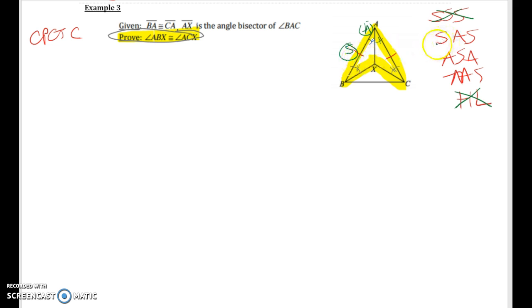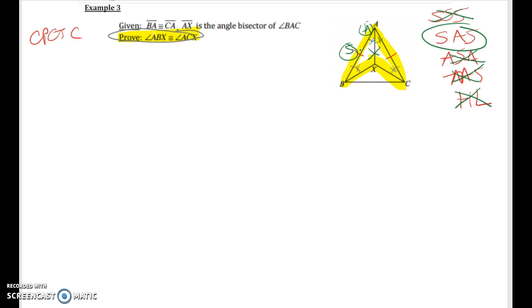Let's see what else. So now we're trying to see. They gave us nothing about another angle. They didn't tell us anything about them, so we can't make assumptions. So those are out. So can we get another side? And we can. Here's a side. So we have AX would be congruent to itself. So I have a method.